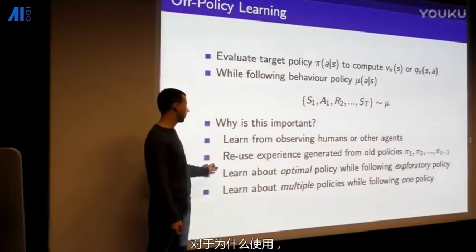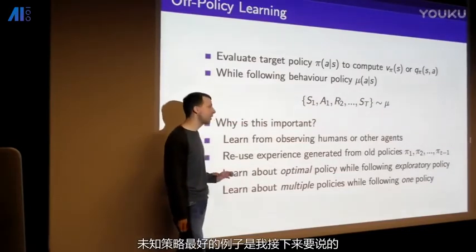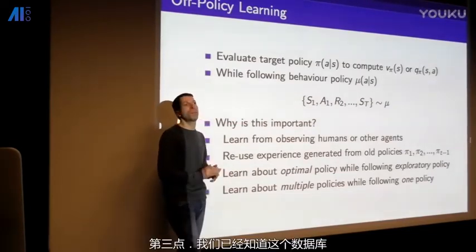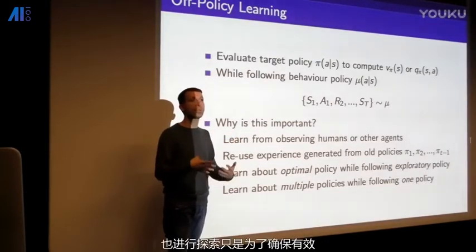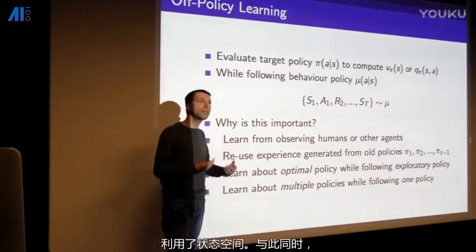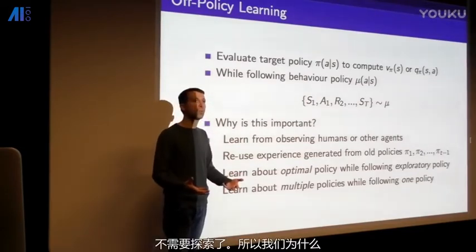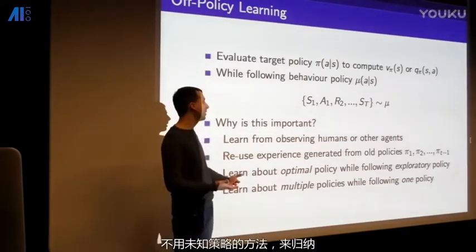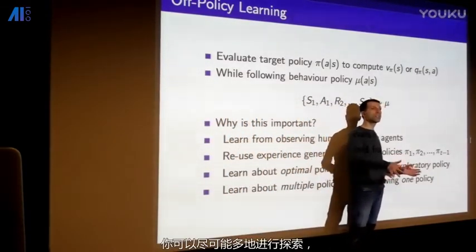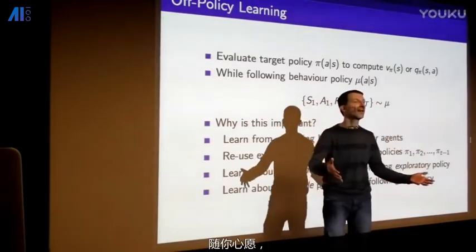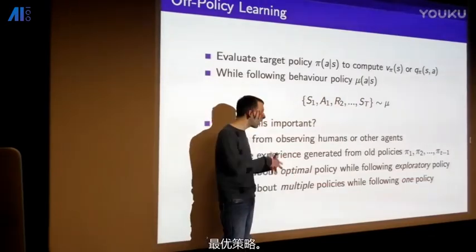Probably the best known example of where off-policy learning is used is this third point, which is to say, we know that there's this big issue in reinforcement learning, which is making sure that you explore the state space effectively. At the same time, we want to learn about the optimal behavior, which doesn't explore at all. So why not make use of off-policy learning? Now we can have an arbitrary exploratory policy that just explores around with as much exploration as we want, and at the same time learn about the optimal policy. That requires us to be off-policy.